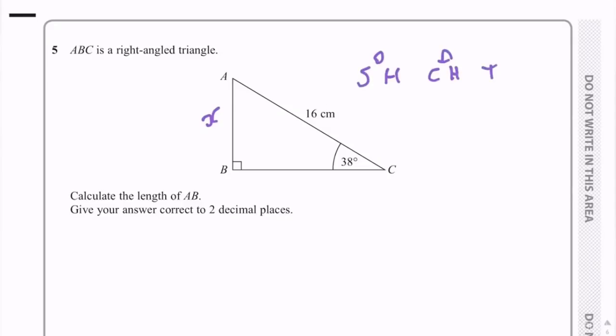You can put little triangles around them if you want. I'm just going to write them out like that. And we need to label the sides. So opposite the 38 is the one we're looking for. So this is my opposite side. And we've been given the hypotenuse.